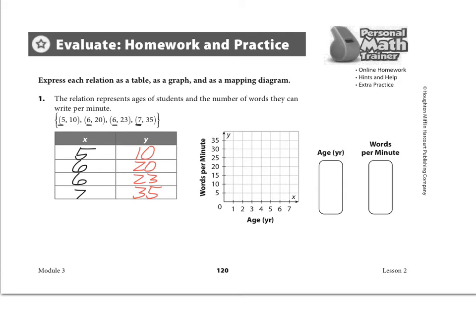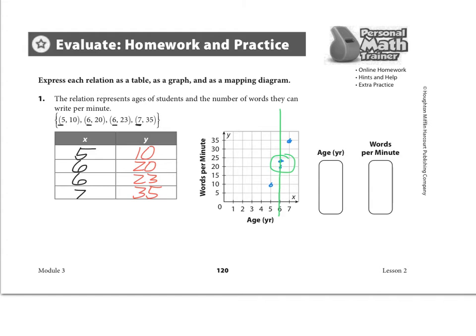Next it says by graphing. So we're just going to plot each point. So we have 5 and then 10. We have 6 and 20. We have 6 and 23, which is a little bit higher. And then we have 7 and 35. Okay, so earlier we said something about a vertical line test. When you draw a vertical line, a line straight up and down, it cannot hit 2 points at the same time. So right here it does. Why does it do that? Because the x's repeat here. That's why this is not a function.